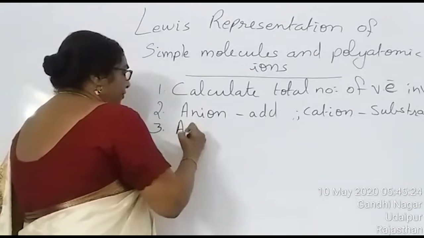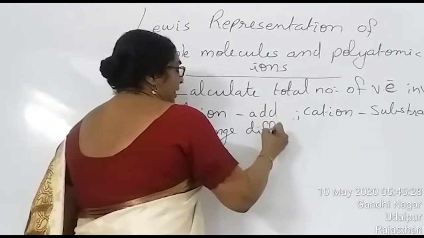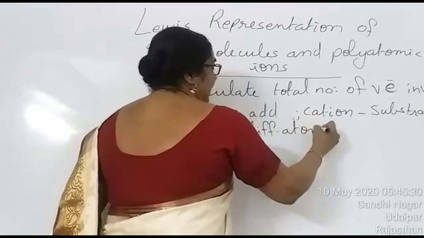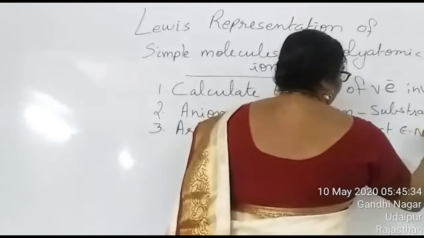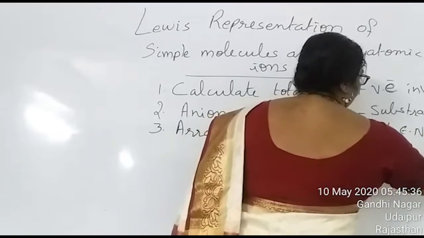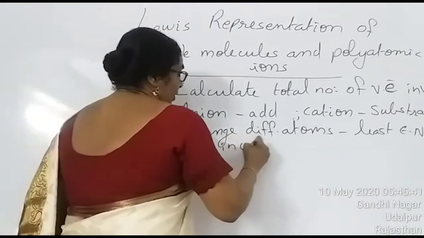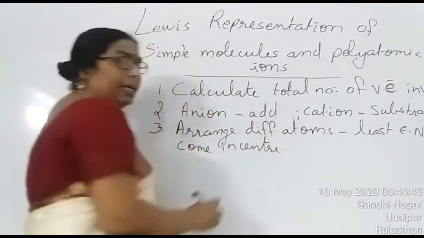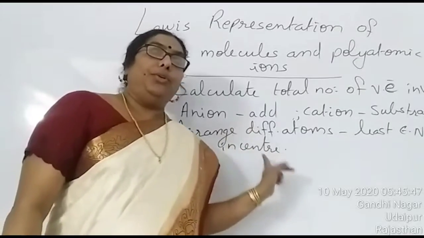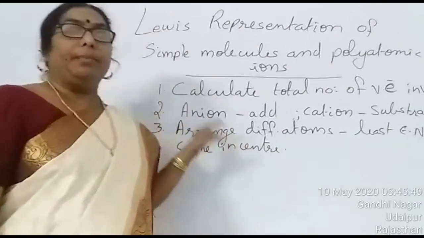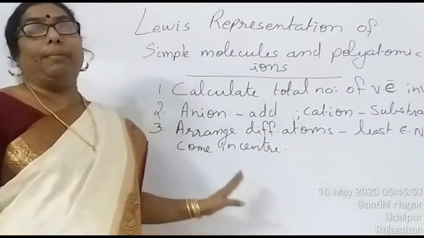Arrange different atoms in such a way that the least electronegative atom should come in the center. Okay, this is the third point. After calculating the total number of valence electrons, you have to arrange different atoms in such a way that the least electronegative atom should come in the center.